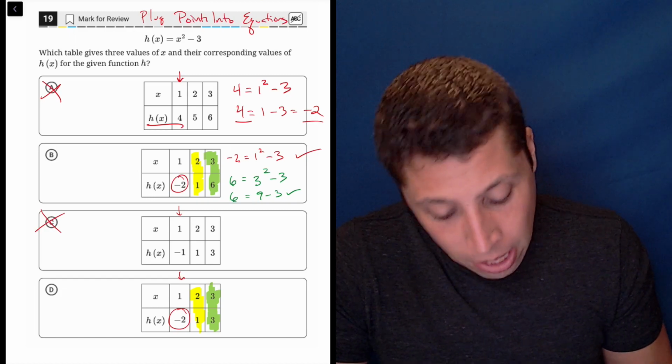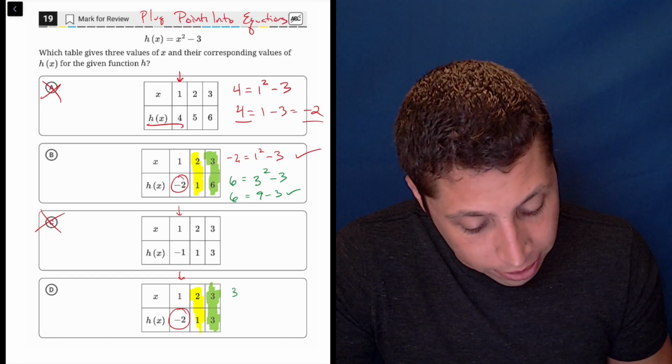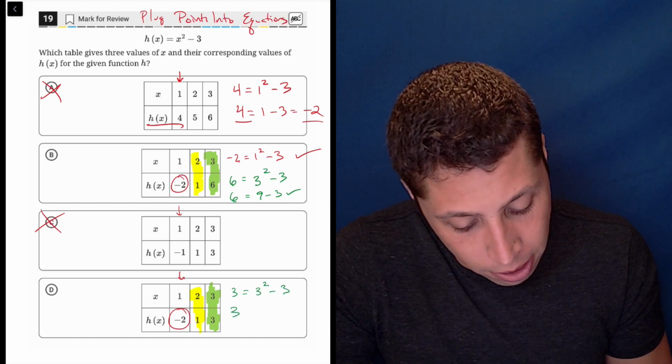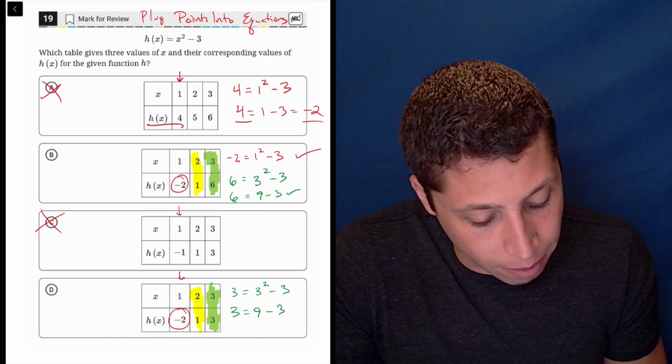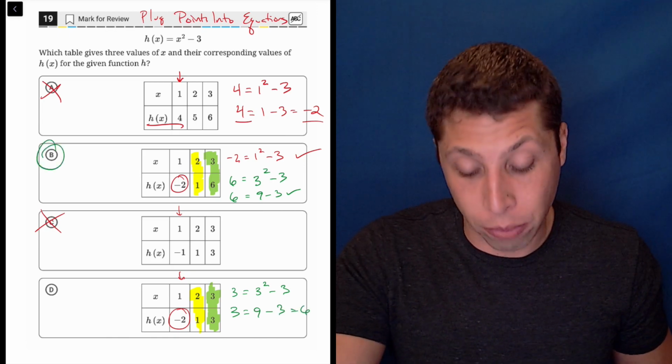That looks good. If we wanted to, we could check out D. It's not going to matter, but we can see why it doesn't work. 3 is equal to 3 squared minus 3. No, 3 squared is 9. 9 minus 3 is 6, as we just said. So there is our proof that choice B is right.